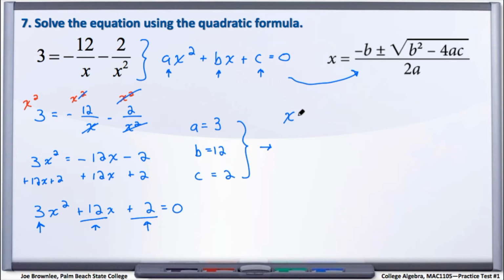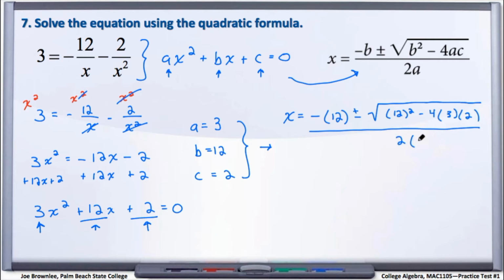So we have x equals negative b plus and minus the square root of b squared minus 4ac, all over 2 times a. And you'll notice that really, you should use parentheses anytime you're plugging in values for variables, but you'll notice here I used parentheses every time I plugged in a value for a, b, or c.